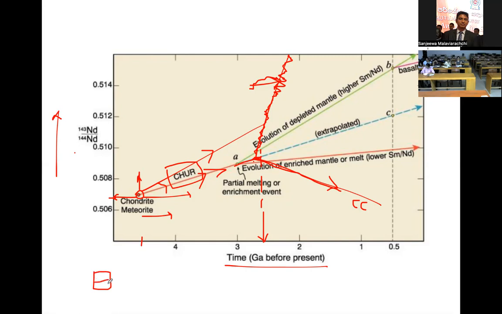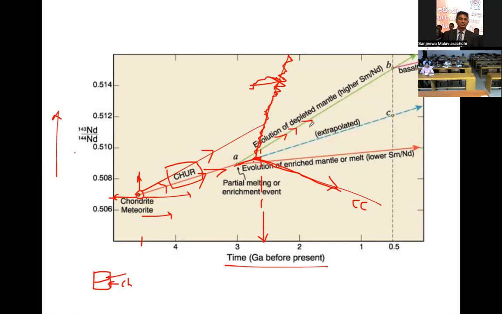Lower mantle is enriched. Lower mantle still contains, we told, a chondritic composition. Do you remember? But upper mantle is depleted. That means it is depleted in incompatible elements, so obviously it should be depleted in samarium. Therefore, the depleted mantle should evolve giving high neodymium isotopic values, right?